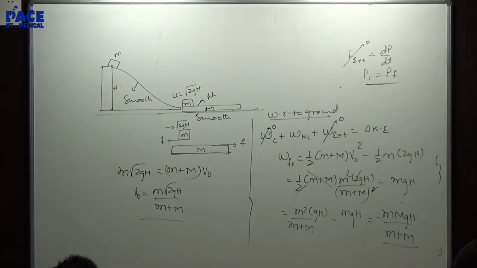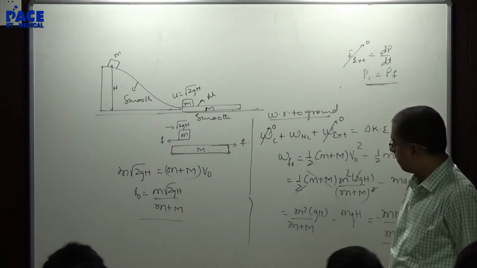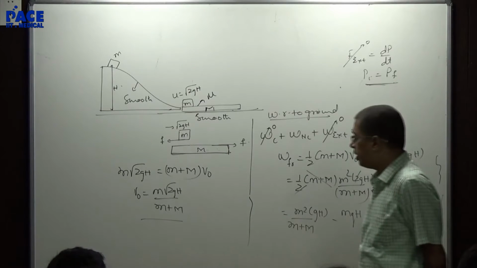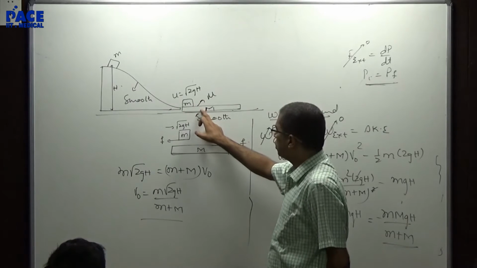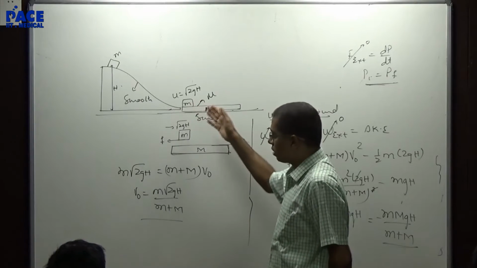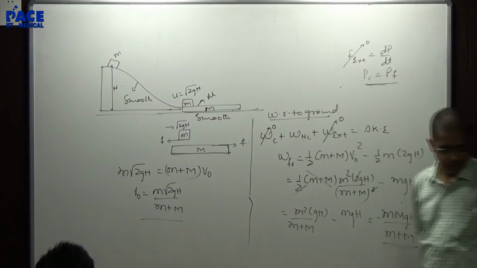Now do we have to check the condition for sliding here as well? It is sliding for sure, it has been given. This is given, under root 2gh, and this was at rest. So small m will slide on capital M. Only after that both will attain common velocity.